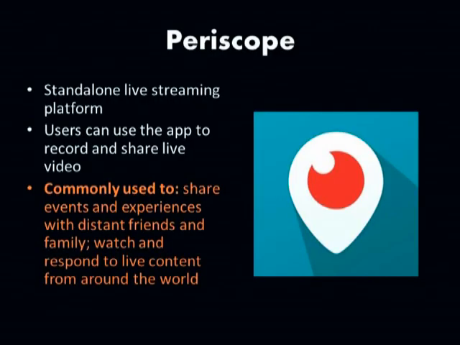But I think Vivo is very focused on music, for example. And then there's this one last one called Periscope, which you may not have heard about. This one's kind of newish, and it's not that well known yet. But Periscope is a standalone live streaming platform. So users can use this app to record and share live video with other people. Basically, you're broadcasting whatever you're videotaping.